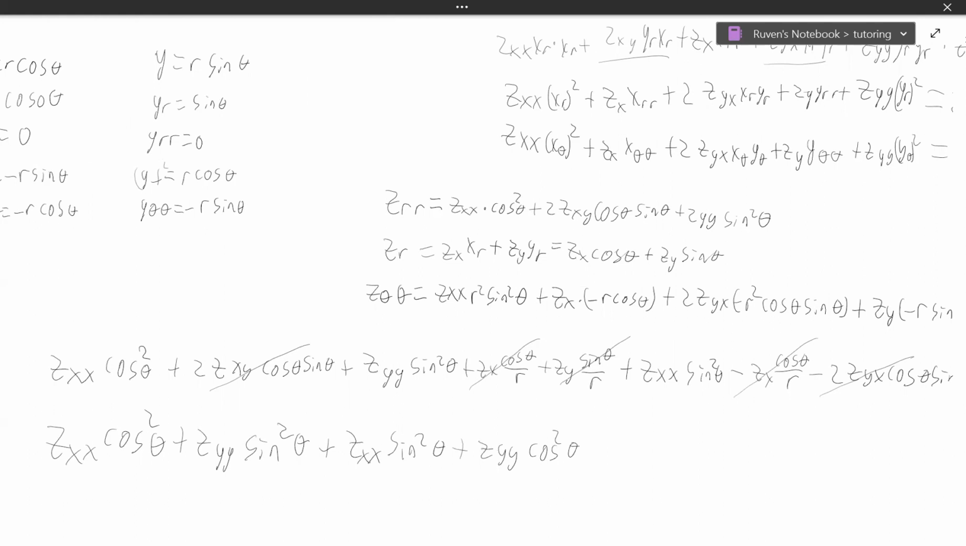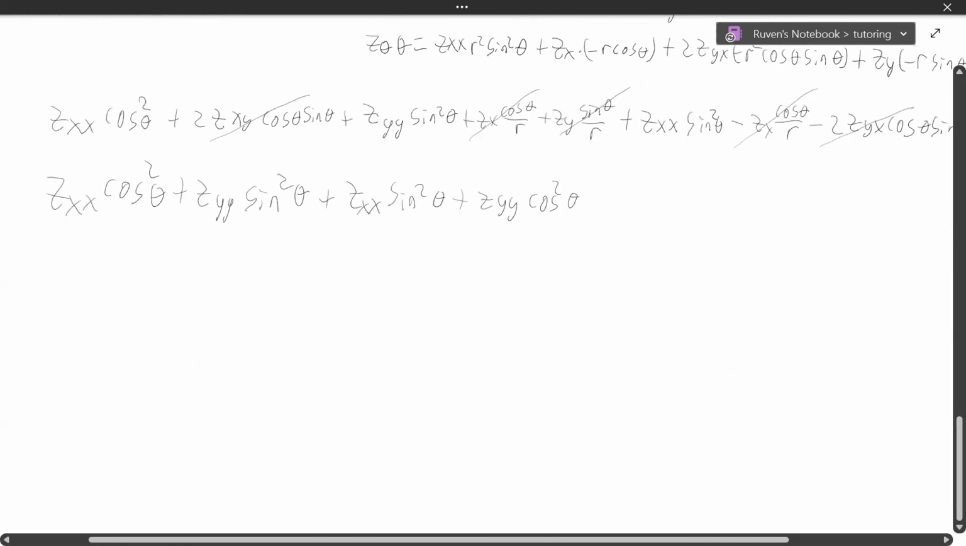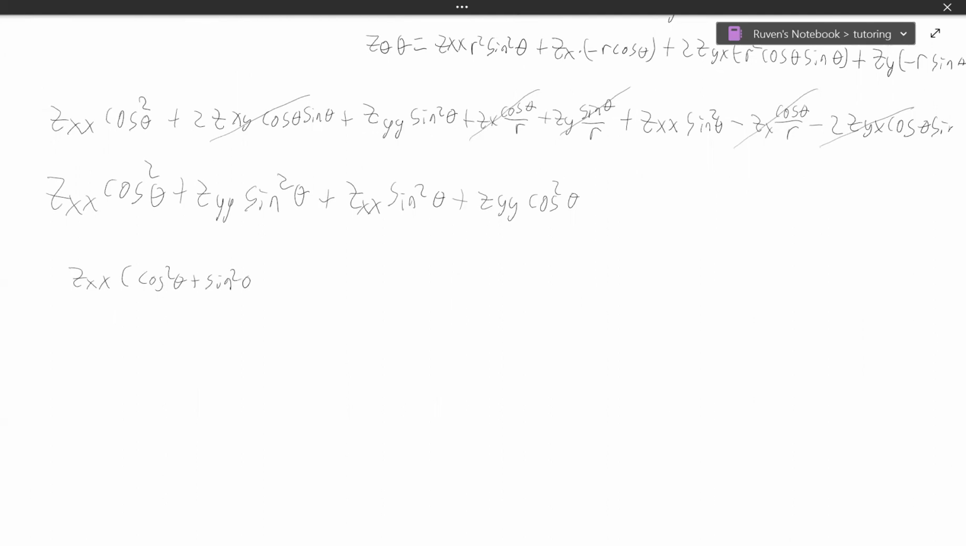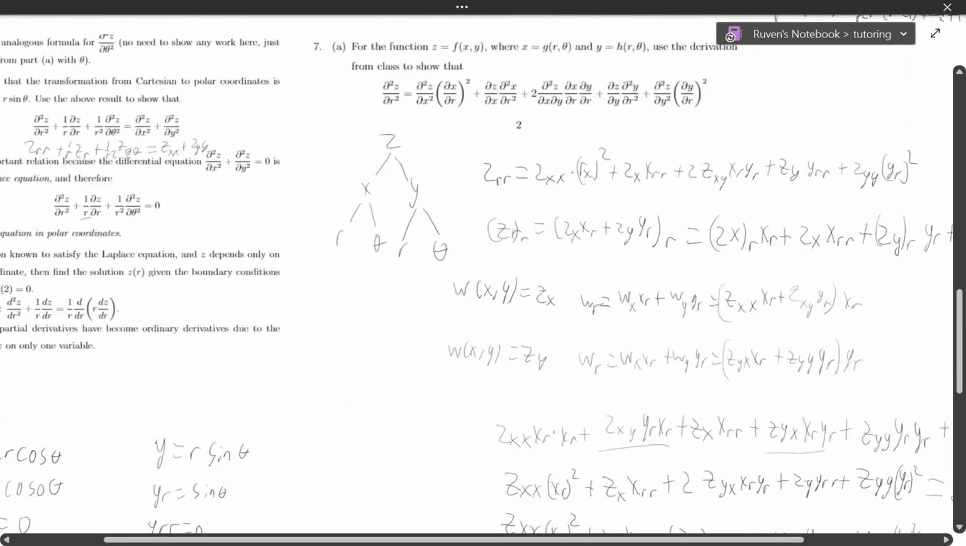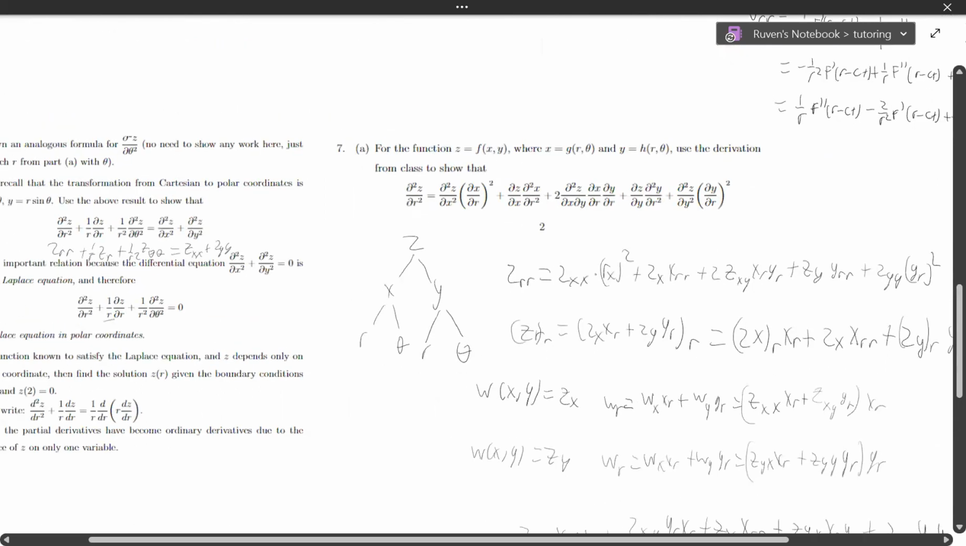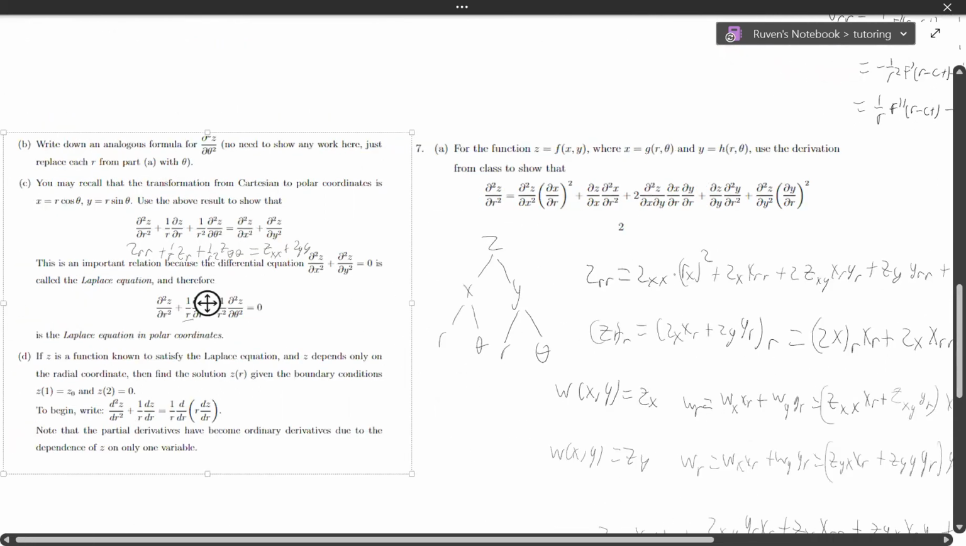Perfect. Now what we're going to notice is that it's very simple. Because we group these two terms together, we factor out z_xx, we're going to get cosine squared theta plus sine squared theta. And then over here, we're going to do the same thing, so plus z_yy, cos squared theta plus sine squared theta, and it's happy hour because both of these are 1, so we're going to get equal to z_xx plus z_yy, which is exactly what we wanted to prove.